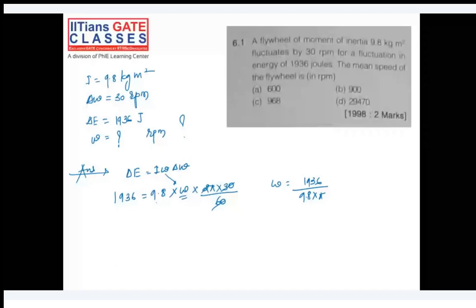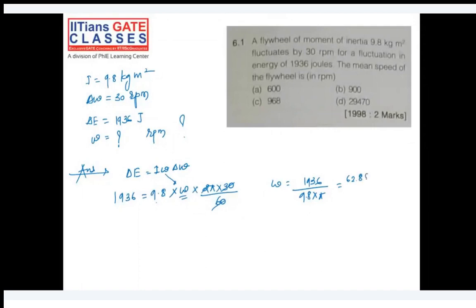You should get around 62.88 radian per second, but they want it in rpm. So again, this is equal to 2 pi N divided by 60. So 62 into 60 divided by 2 pi, you should end up with, I think, 600 rpm. So option A is correct in this case.